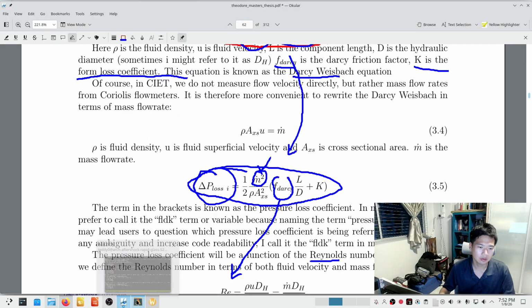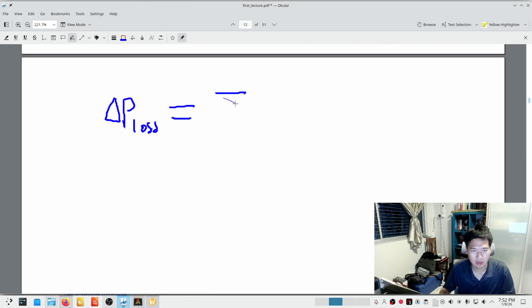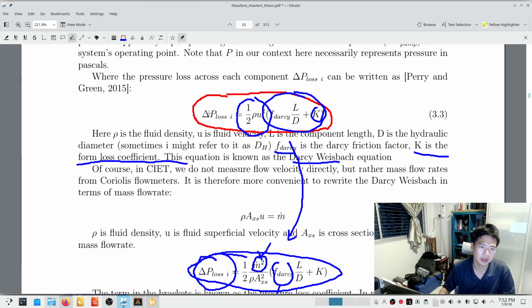So for a series of pipes, the pressure loss is equal to the sum of the delta P loss in each component. Each component will have some kind of loss term determined by this Darcy-Weisbach equation.